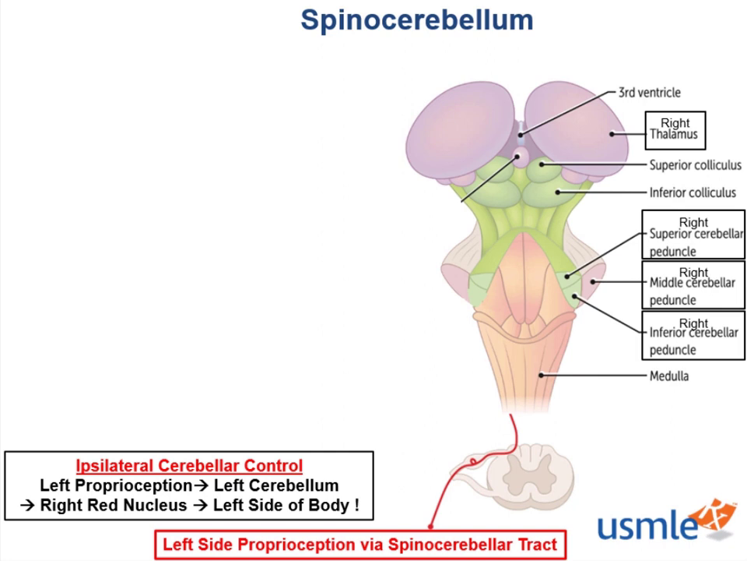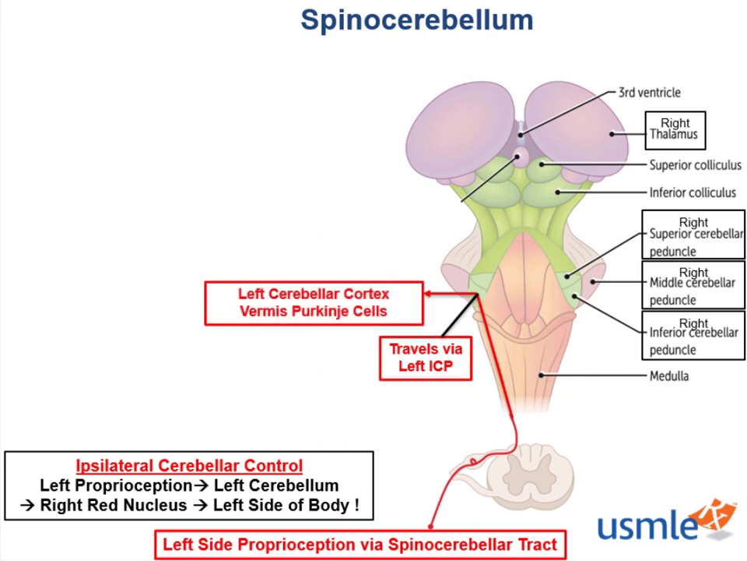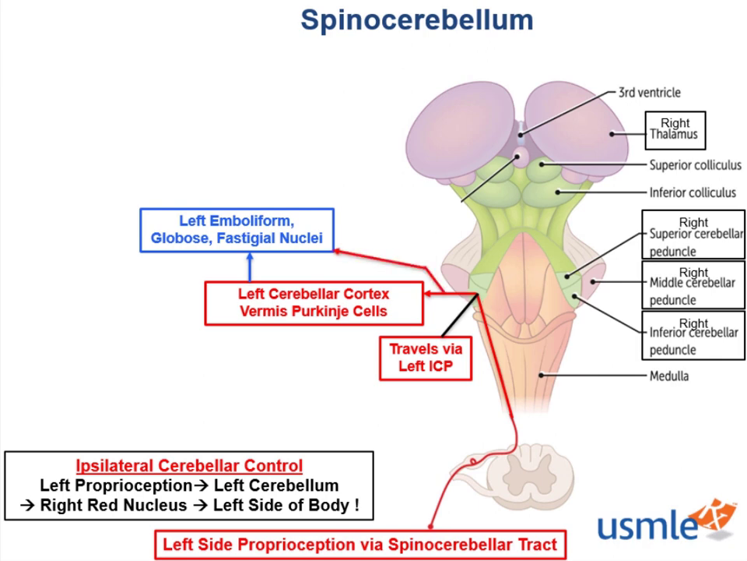The spinocerebellar tract carries left-sided information on proprioception to the left inferior cerebellar peduncle, which provides input via mossy fibers, for example, to the Purkinje cells in the left cerebellar cortex, specifically the vermis. These cells modulate the firing of the left emboliform, globose, and fastigial nuclei. Notably, the left inferior cerebellar peduncle fibers project directly to these nuclei as well.